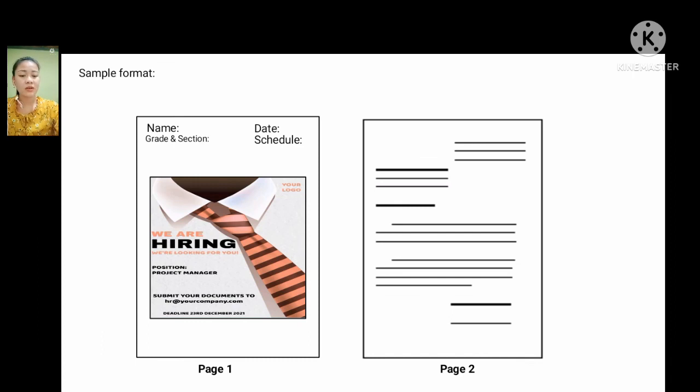So when you're writing your application letter, everyone, we have here the sample format of your output. For the first page, indicate your name, the grade and section, the date, and the schedule, and also the picture or the screenshot of the job hiring announcement. And then for the second page, your application letter.